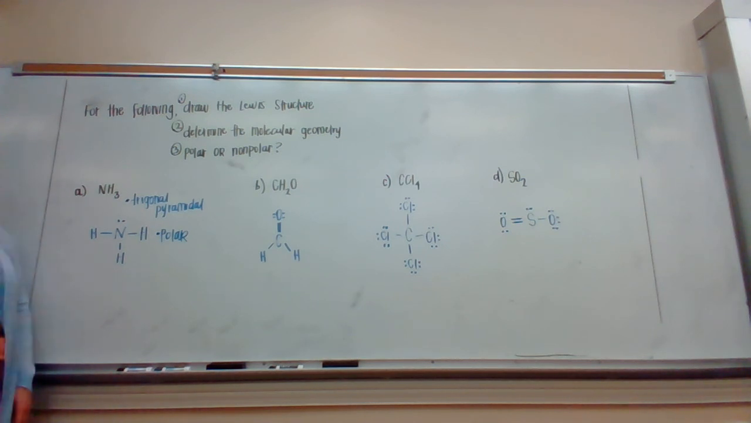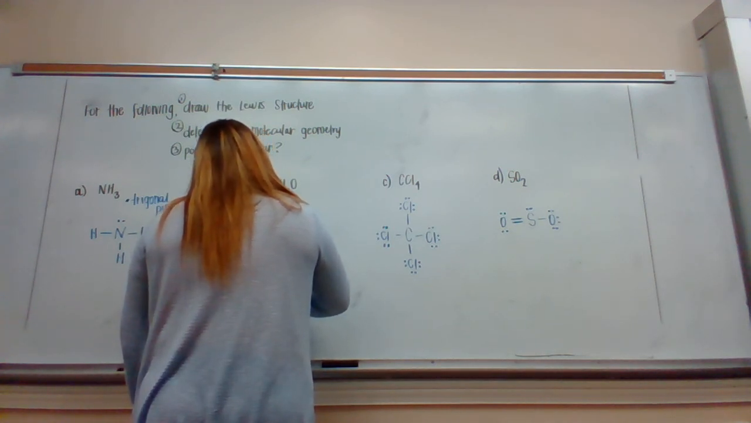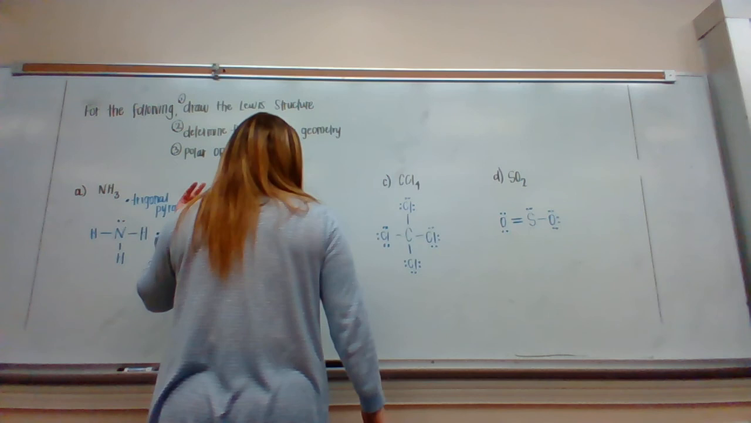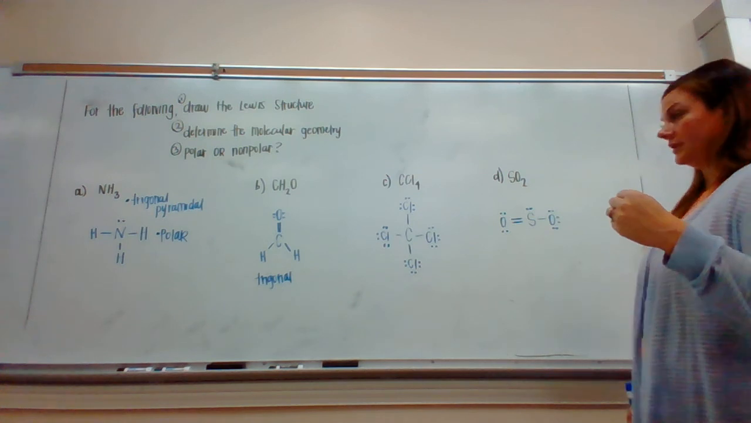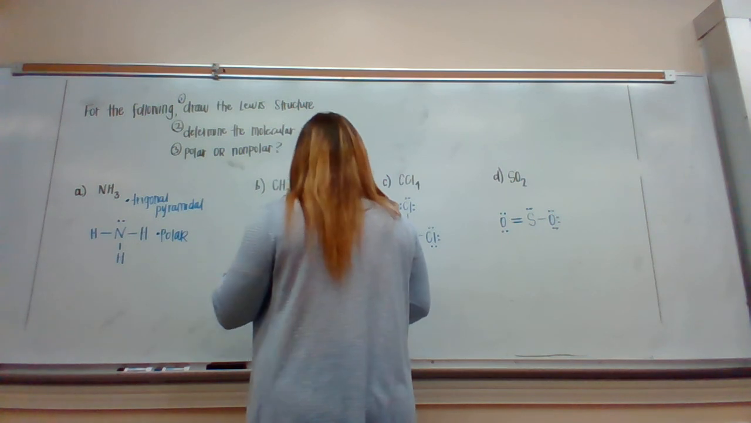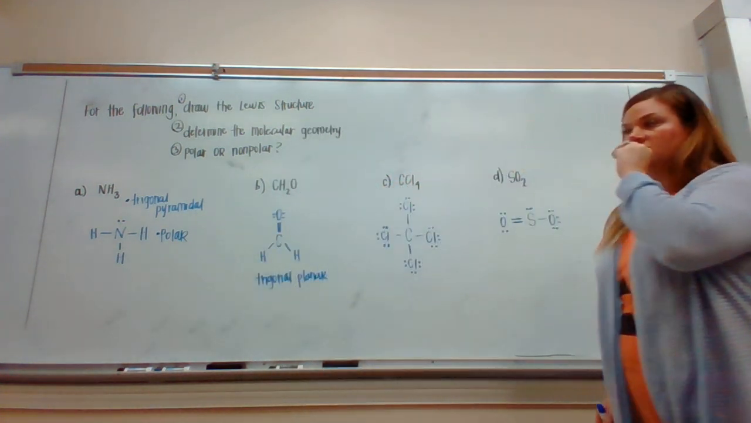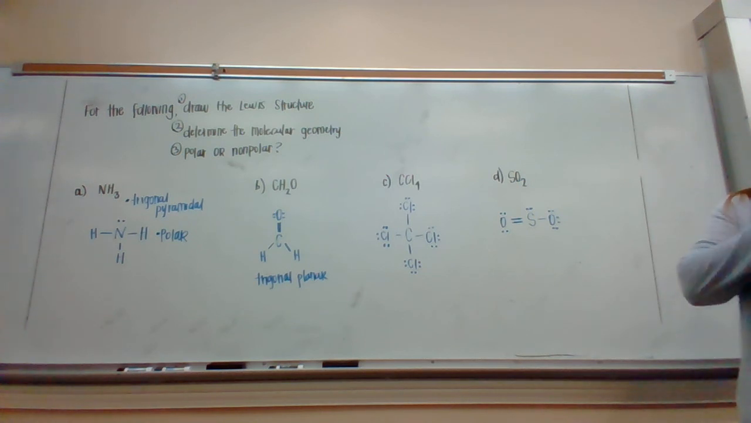What is my geometry for B? It has something to do with trigonal, because there's 3 bonding groups. Is it planar or pyramidal? Planar. It's planar because there are no lone pairs on my central atom. So all 3 of those electron groups are in the plane of the paper. The pyramidal and planar are based on the lone pairs on the central atom.